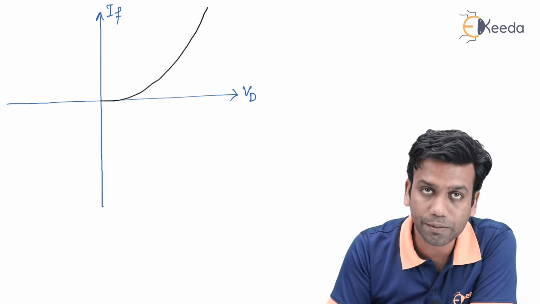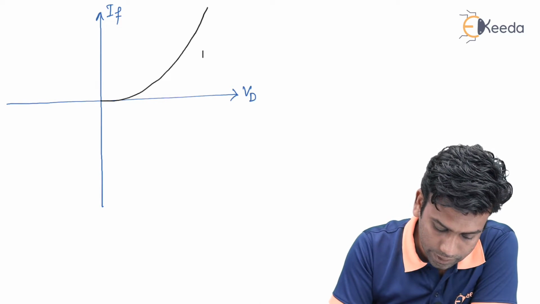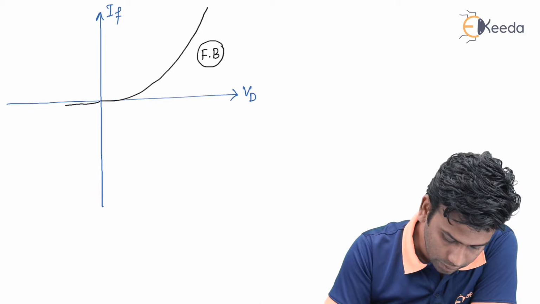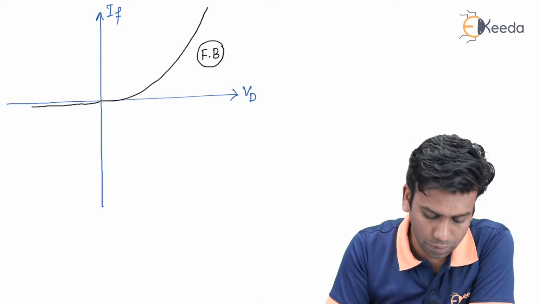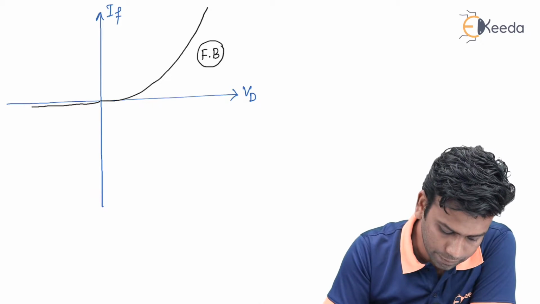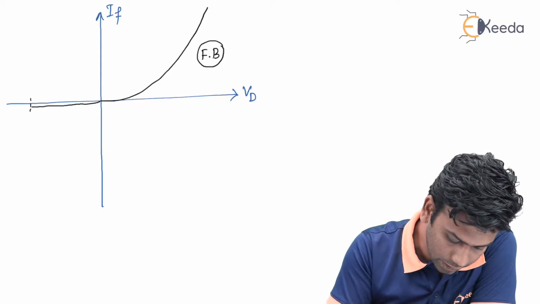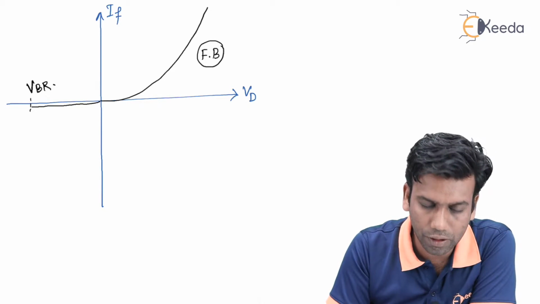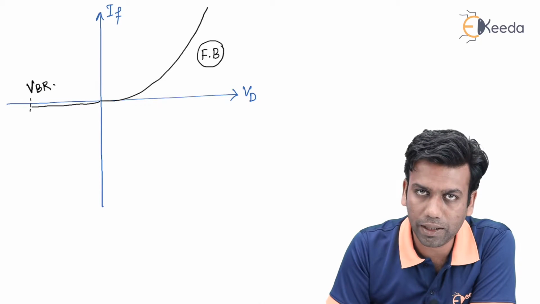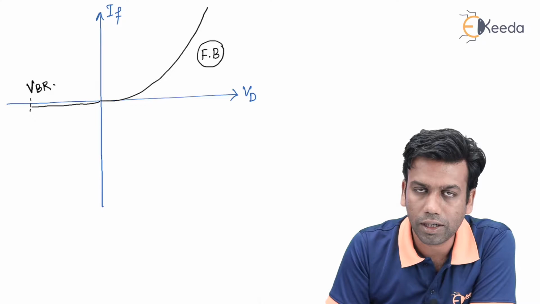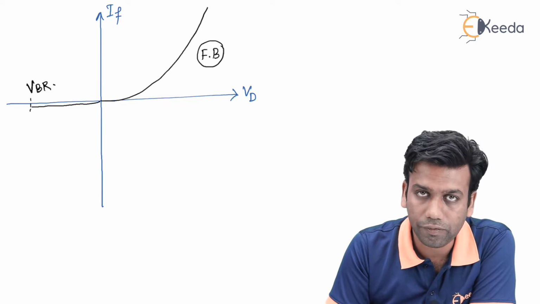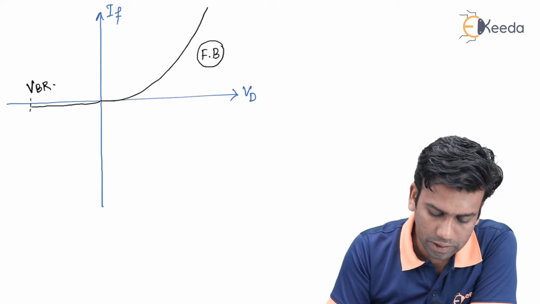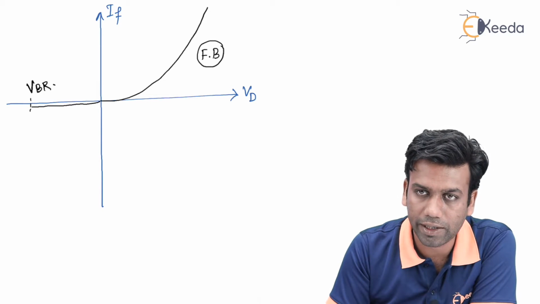It will increase exponentially in the forward bias and there will be a very low amount of current in the reverse bias section, and this voltage is the breakdown voltage. And a normal PN junction diode, when operated in the reverse bias, then the voltage across the diode must be less than the VBR, otherwise it will destroy the diode. So this is the VD versus IF characteristics.